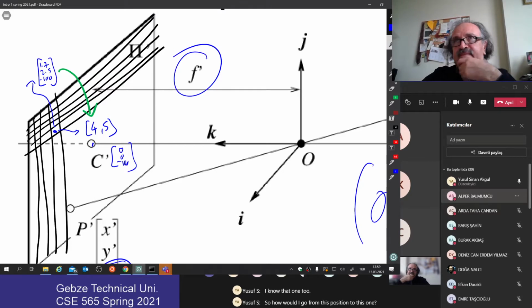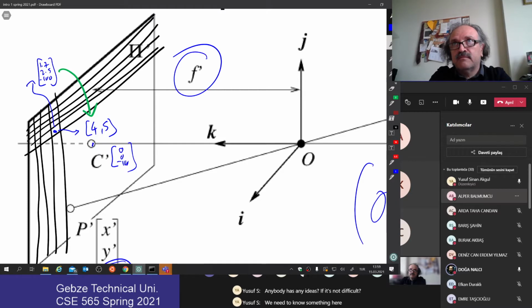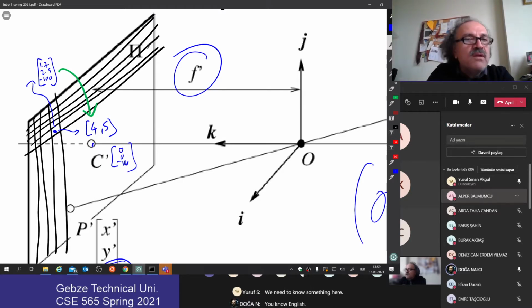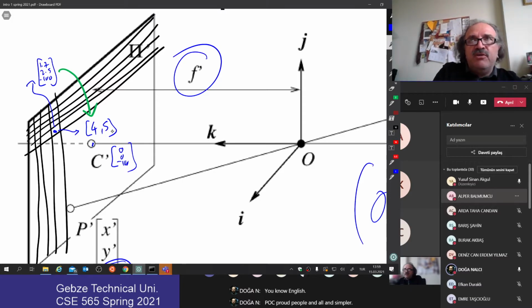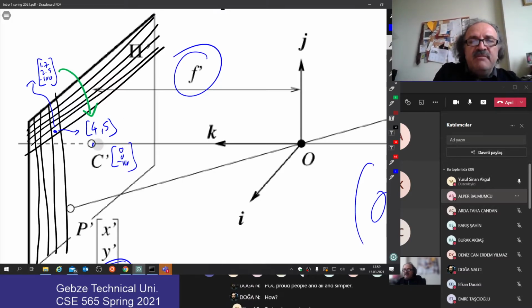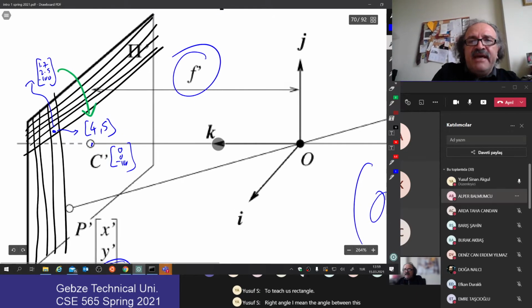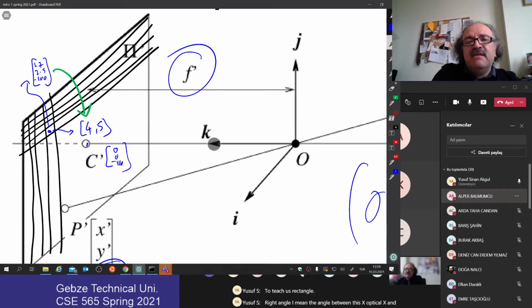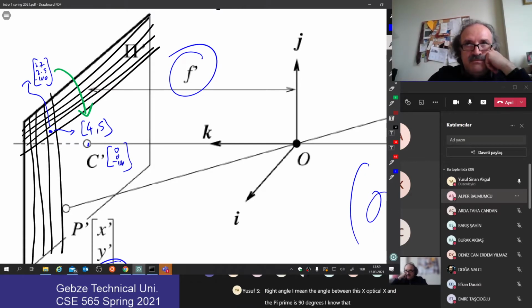Anybody has any ideas? It is not difficult. We need to know something here. You know, the angle of P prime, O and C prime. It is just a right angle. I mean, the angle between this optical axis and the image plane is 90 degrees. I know that. What else do I need to know?